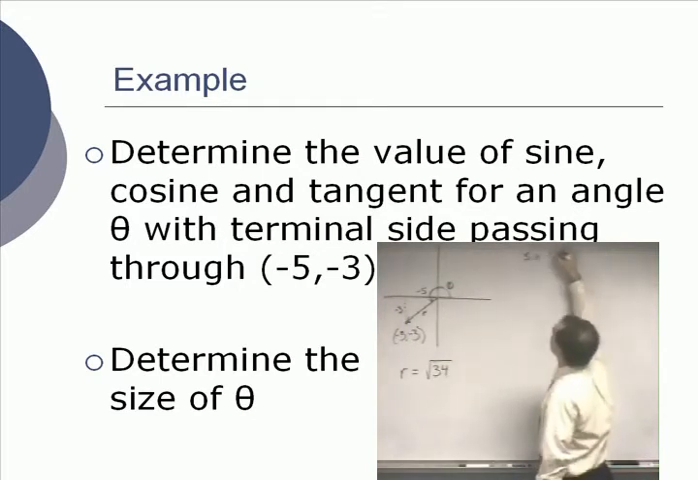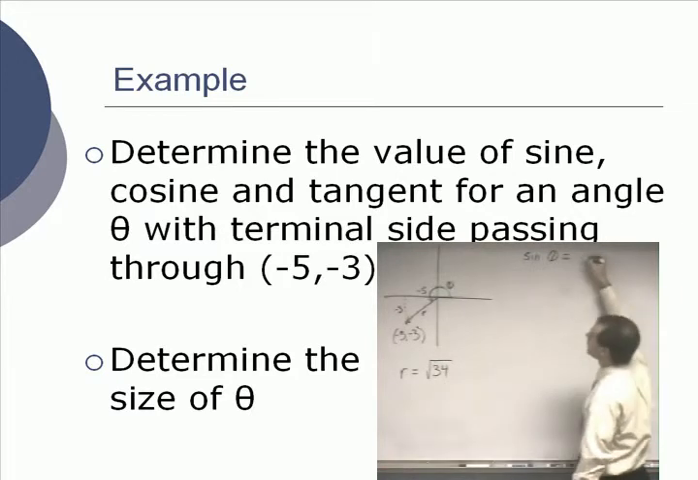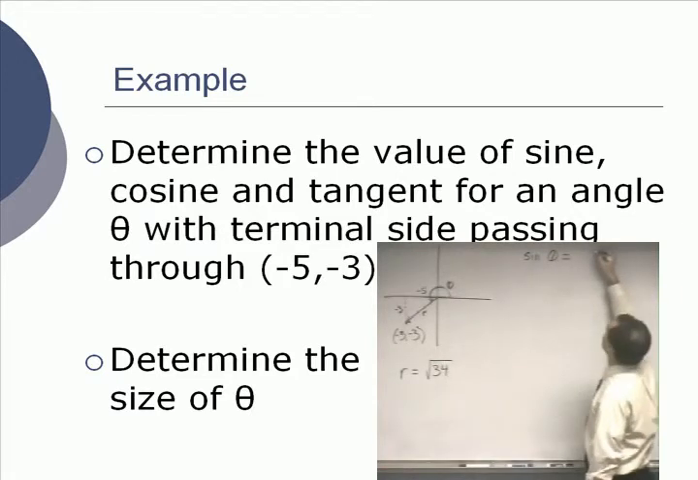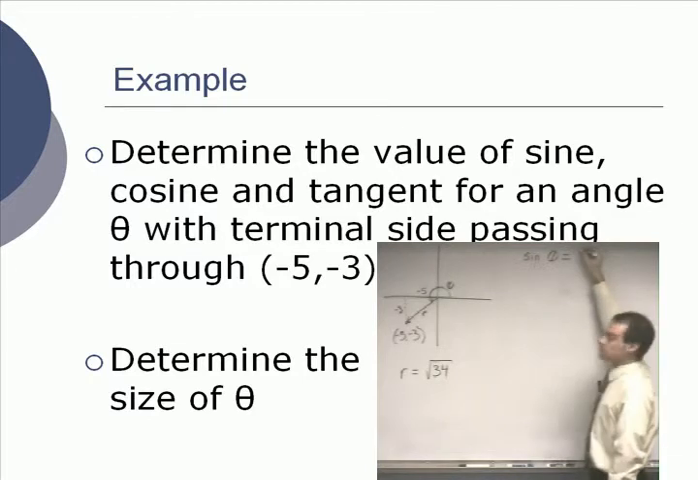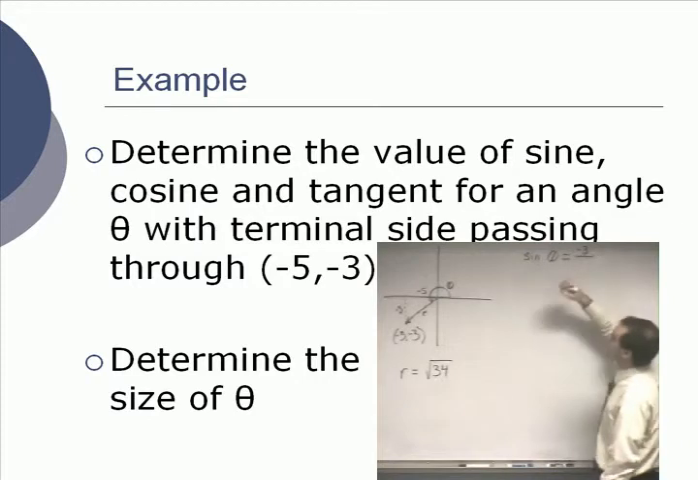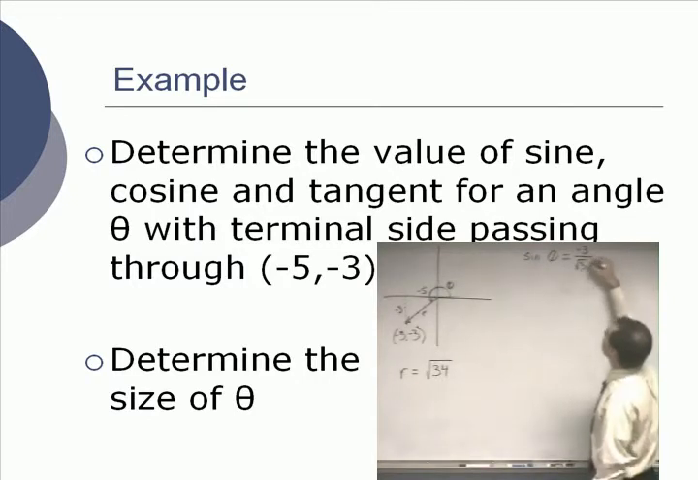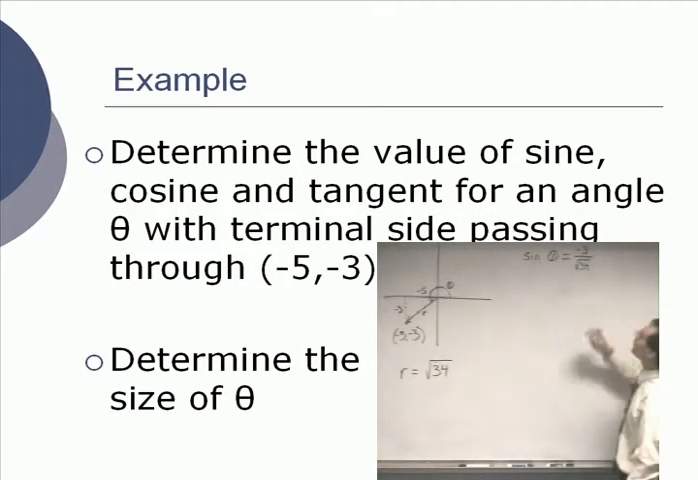So tell me, what's the sine of theta? Opposite? Negative 3. Hypotenuse? Square root of 34. So the sine of theta is negative 3 over the square root of 34. Now we'll rationalize that in a minute, but does everybody agree with that?